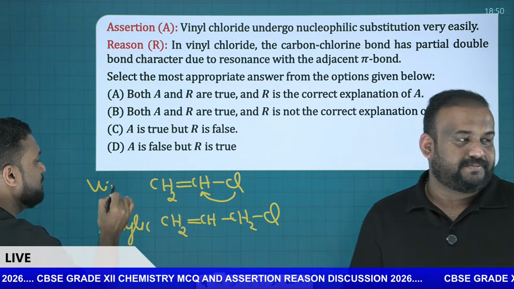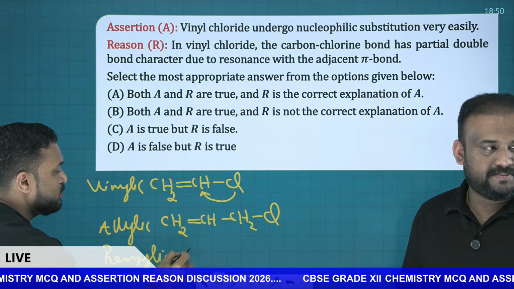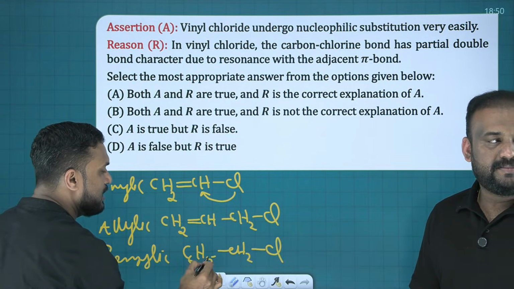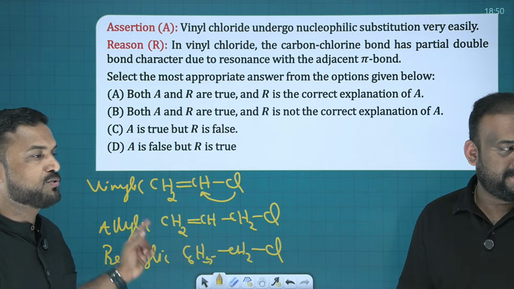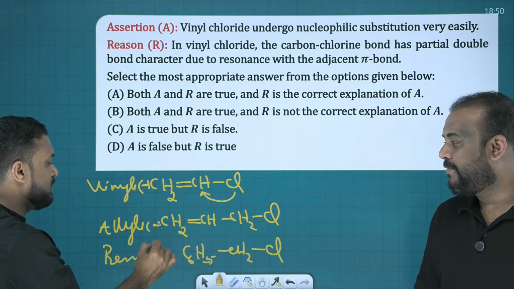Okay, this is called the vinylic. And which one is the benzylic? Benzylic means that one, C6H5CH2Cl. Cl or any other halogen is fine. Yeah, this one is benzylic. So you should have an idea which one is vinylic, which one is allylic, and which one is benzylic.